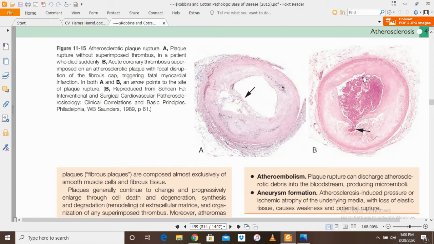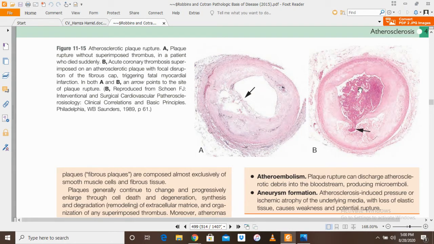Suddenly it obstructs the whole of the blood vessel. More than 90% of the blood vessel is obstructed. In this one, the whole of the blood vessel is not obstructed, and you can see the lumen. Due to rupture, there is formation of thrombus, and thrombus formation leads to MI or cerebral infarction depending on which vessel is involved.